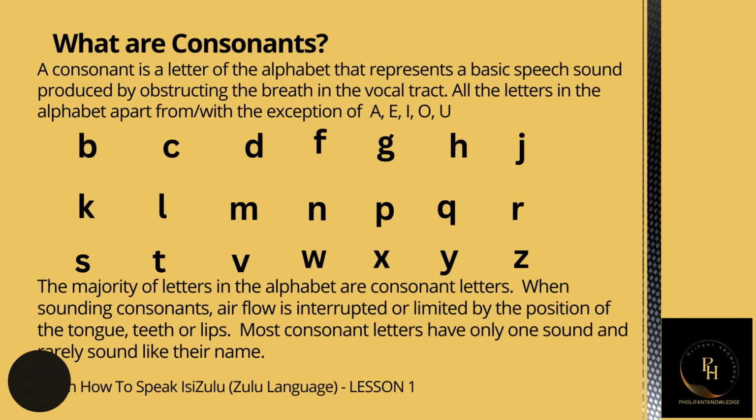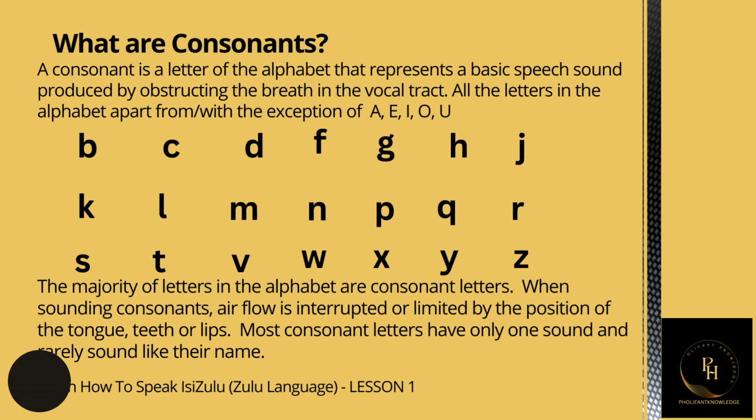So, what are consonants? A consonant is a letter of the alphabet that represents a basic speech sound produced by obstructing the breath in the vocal tract. All the letters in the alphabet, with the exception of A, E, I, O, U, are called consonants. Like B. Do you hear that sound? It can't come out because there's no vowel next to it.